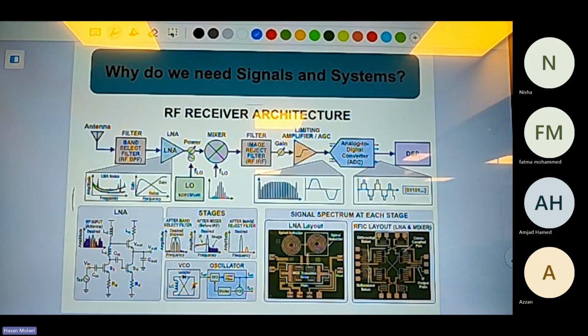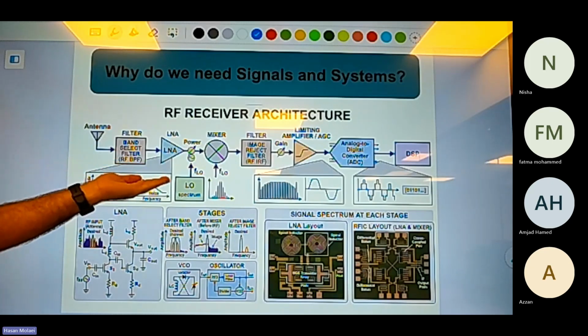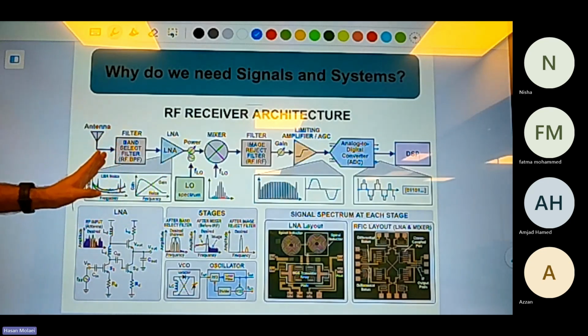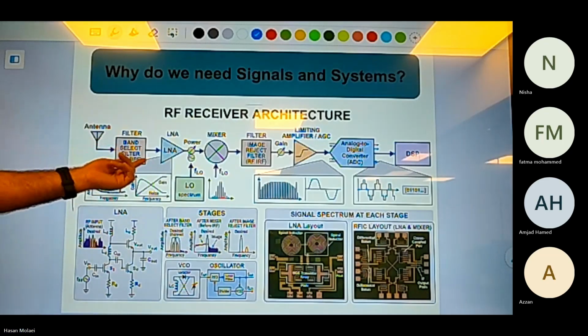For example, here we have one RF receiver. That's a receiver for radio frequency devices. What we have at the input is one filter. Since this is an antenna, the signal is really weak. It's not detectable. We need to amplify it. On the other side, we want to filter all other signals which are not in our band. So we filter the unwanted signal. After that, we should amplify the signal.